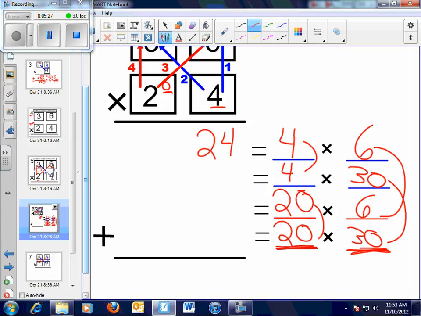4 times 30, we cover the 0. 4 times 3 is 12, and we bring back that 0 in the ones place. 20 times 6, we cover the 0. 2 times 6 is 12. Bring back the 0 in the ones place. And 20 times 30, we have 2 zeros that we'll bring back. 2 times 3 is 6, and the 2 zeros.